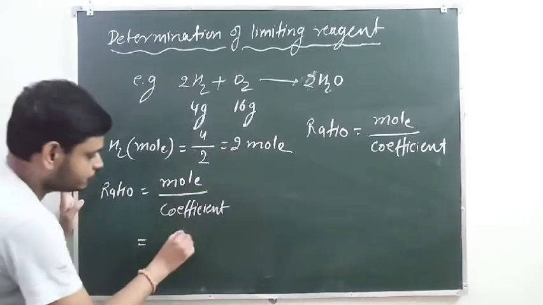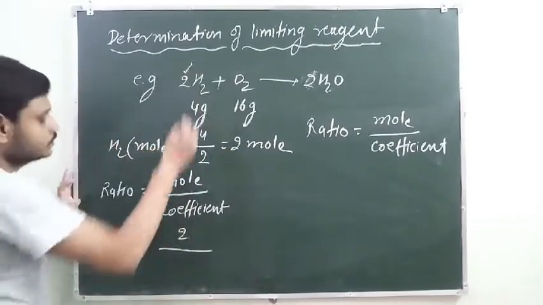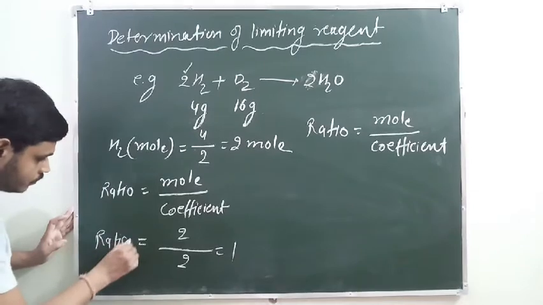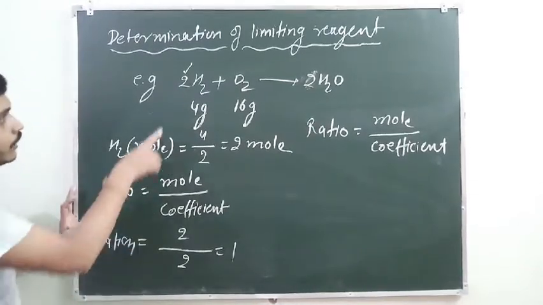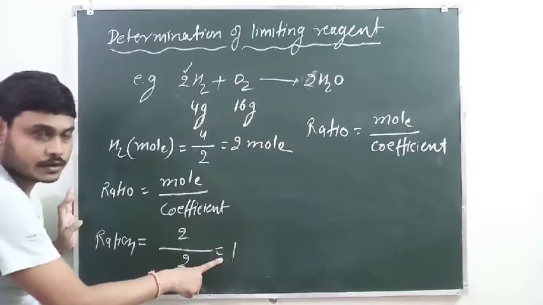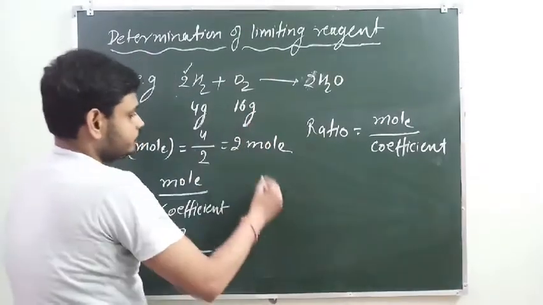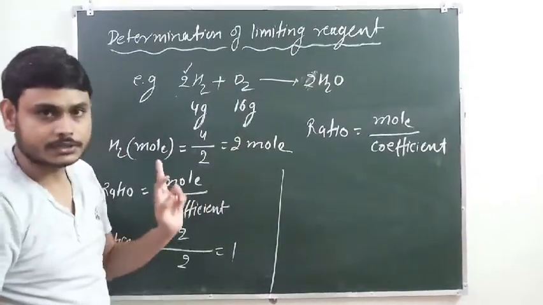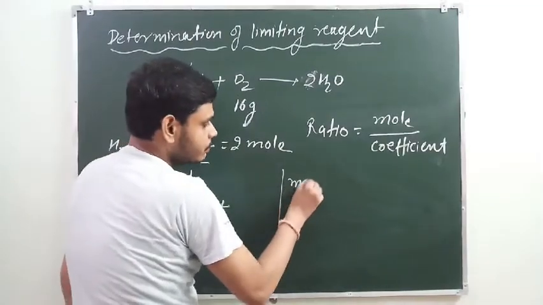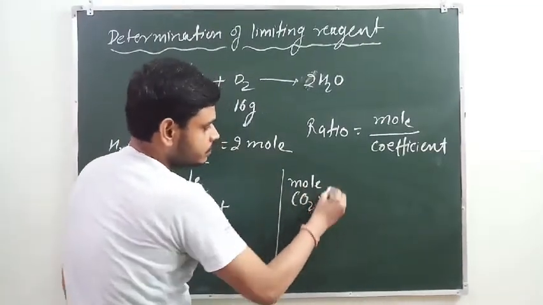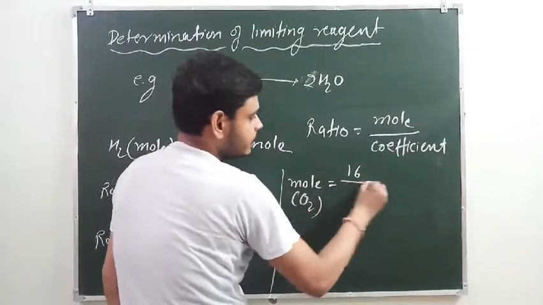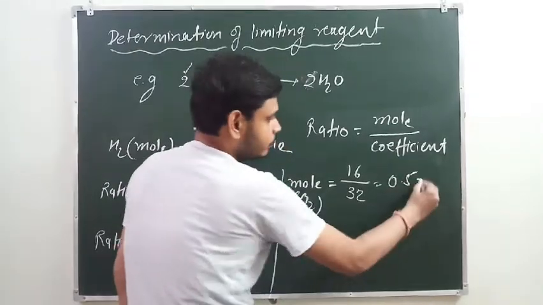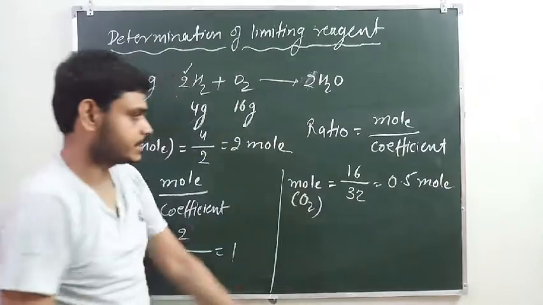The mole of hydrogen is 2 and the coefficient of hydrogen is 2, so the ratio of mole to coefficient for the hydrogen reactant is 1. Now we are calculating the number of moles for the oxygen reactant. Moles for the oxygen molecule: weight is 16 gram and molecular weight is 32, so we get 0.5 mole of oxygen.